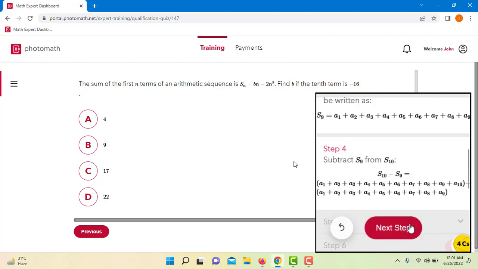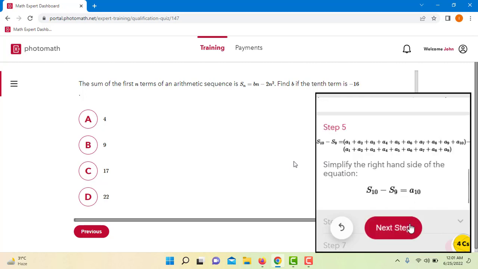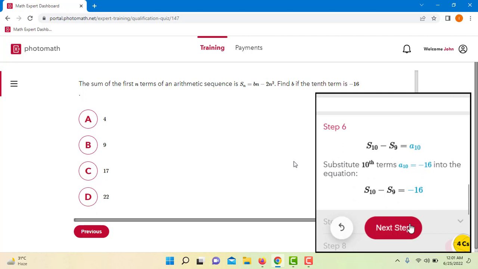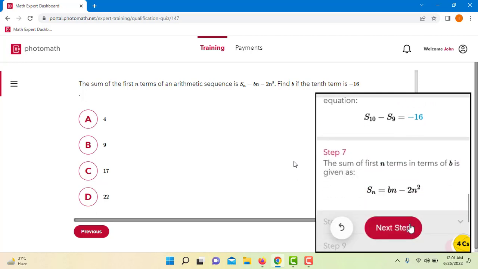The difference of S10 and S9 will give the 10th term, so subtract S9 from S10. Substitute S10 and S9 into the equation. After simplification, the difference of S10 and S9 is the 10th term. Substitute the value of the 10th term, which is minus 16, into the equation. The given equation of the sum of n terms is written in step 7.